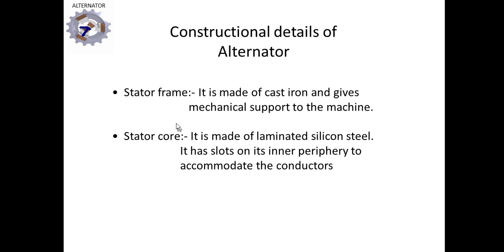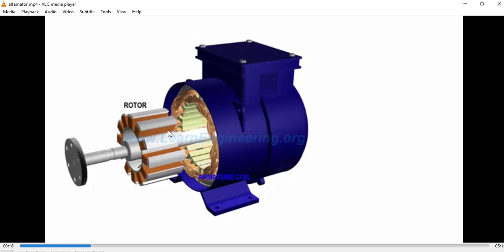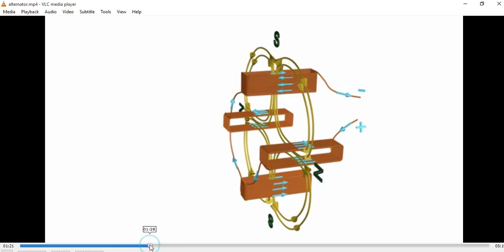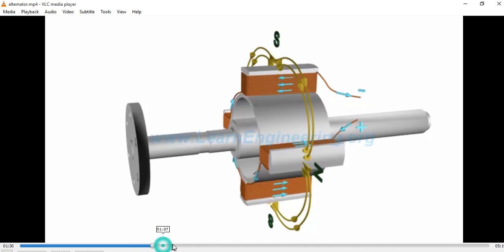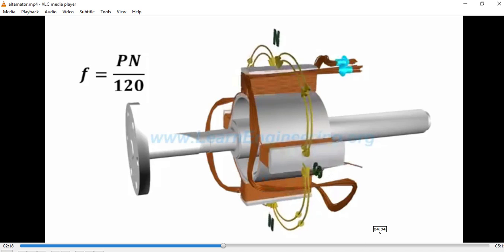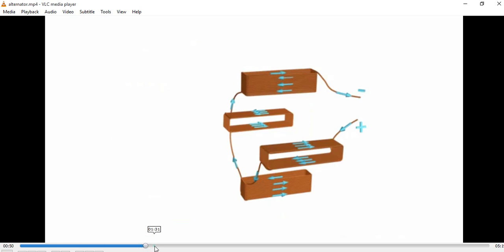We'll show how the stator frame and stator core look practically. Here is the stator core with the rotor. Here it shows how the winding is placed. In the rotor winding, a high EMF is induced. So you can observe the rotor parts. Coming to the stator parts, I'll show that.